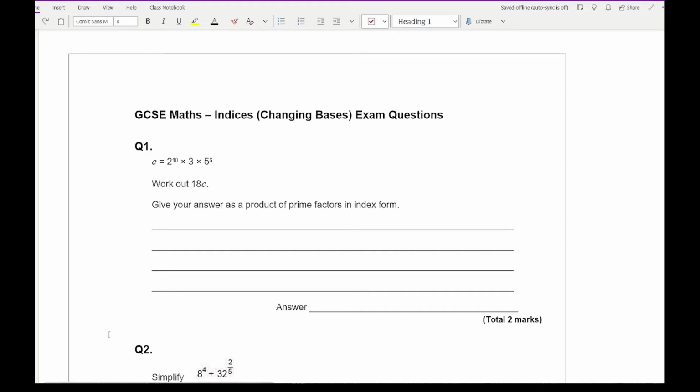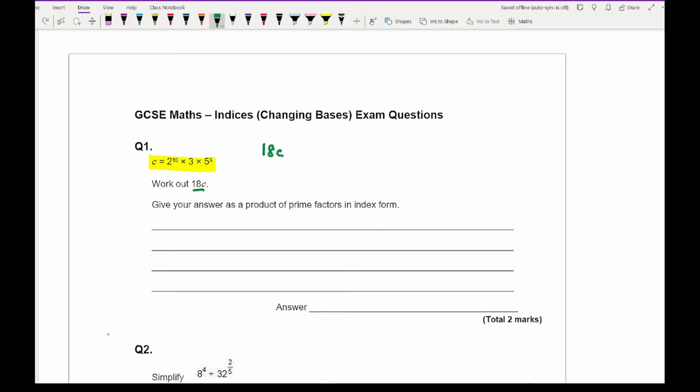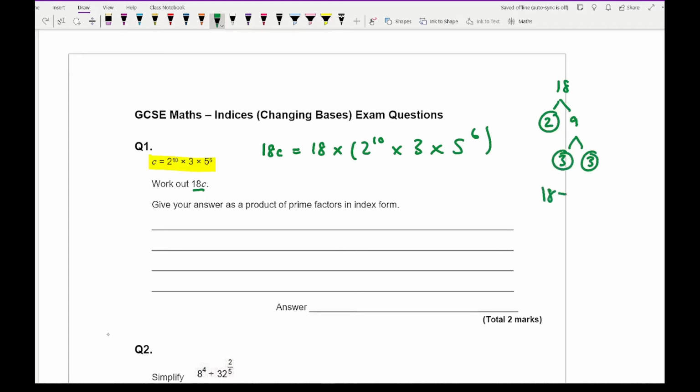So looking at this particular question, here we've been given C. So what I want to do is multiply all of that by 18 to get 18C. So 18C is going to equal 18 lots of 2 to the power of 10 times 3 times 5 to the power of 6. Now with 18, I want to recognise that I can write that as a product of their primes. So that's going to be 2 times 9 and then 3, 3. So 18 equals 2 times 3 squared.